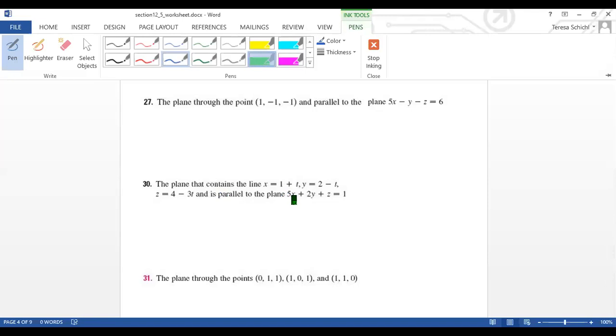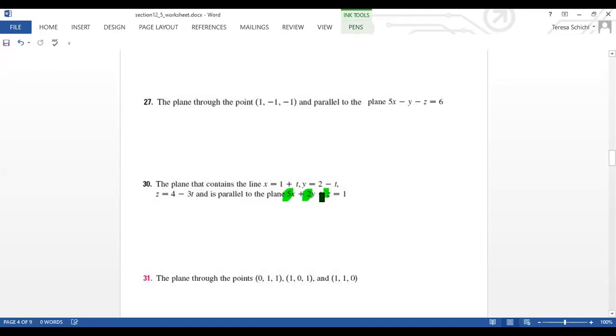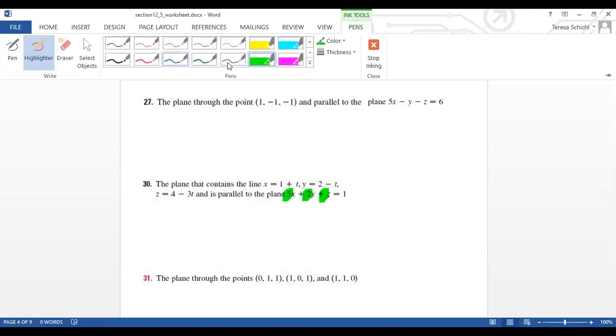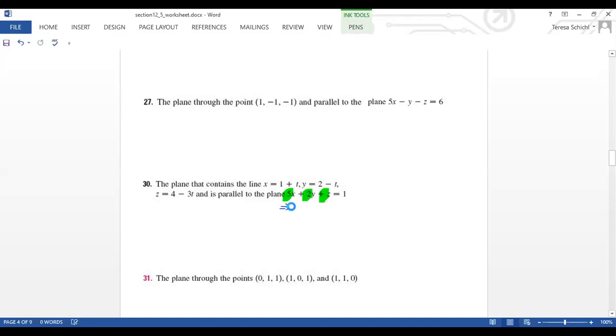So for this one, they give you this plane here. So I know for this plane, what is my directional vector for this plane? Sorry, it's not a directional vector. Those are the values for my normal vector, right? So the normal vector for this plane will be (5, 2, 1), correct? And this is the vector perpendicular to this plane.